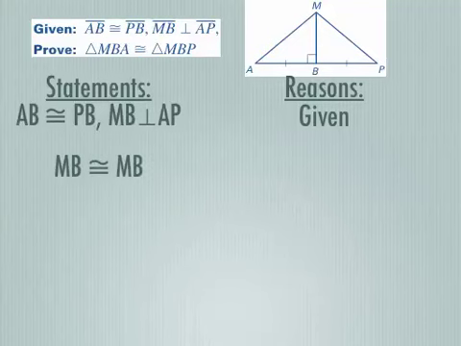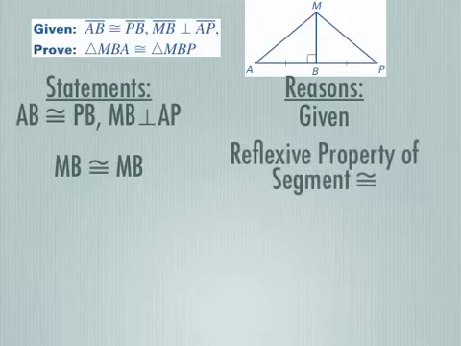So side-side-side is out. Let's start with the fact that the two triangles are sharing side MB. I can say that segment MB is congruent to segment MB because of the reflexive property of segment congruence. Now I need to prove that I have two congruent angles, the angle that is included in my two congruent sides, which would be the right angles formed by the perpendicular lines.